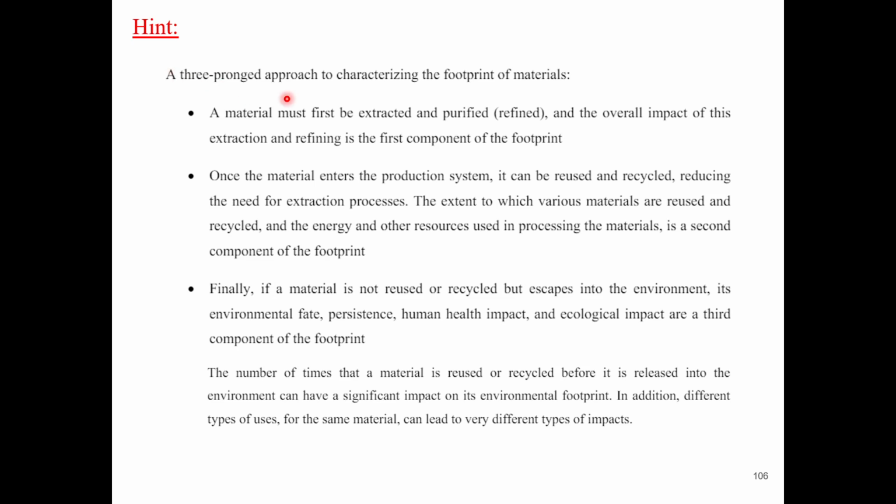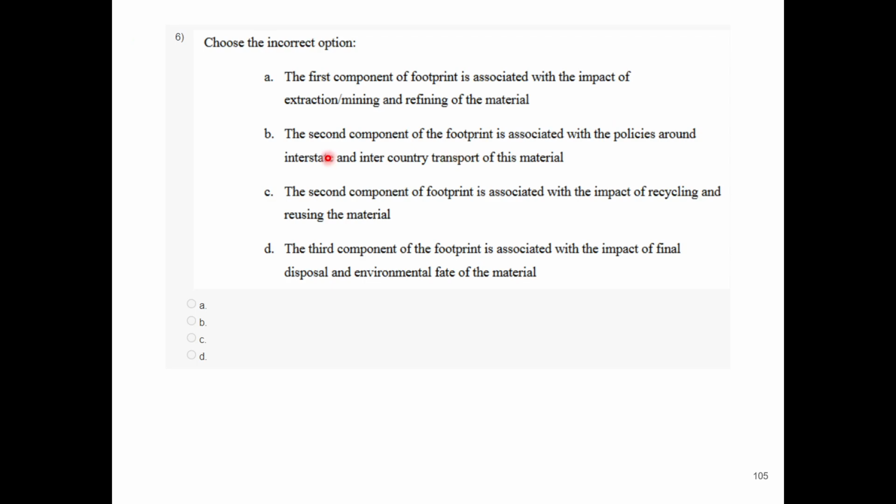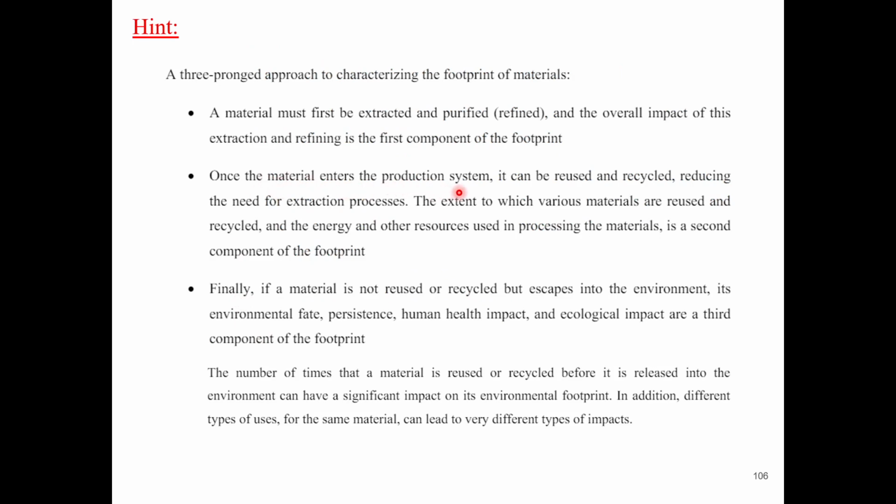So let us see. If you remember, a three-pronged approach to characterizing the footprint of materials. First, a material must first be extracted and purified or refined, and the overall impact of this extraction and refining is the first component of the footprint. So extraction and mining and refining of the material is correct. So A is not incorrect. Once the material enters the production system, it can be reused and recycled, reducing the need for extraction processes. The extent to which various materials are used and recycled, and the energy and other resources used in processing the materials, is the second component of the footprint.